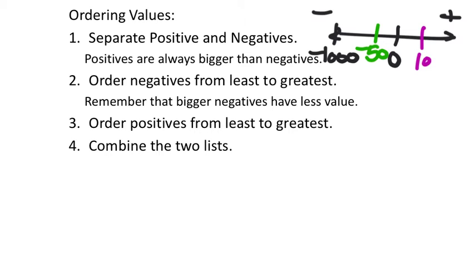But when you order negatives from least to greatest, the bigger the negative, the less value it has. And then 3, order positives from least to greatest. Again, you'll be comparing place values for both. And then once you get the positives ordered from least to greatest, just combine the 2 lists.